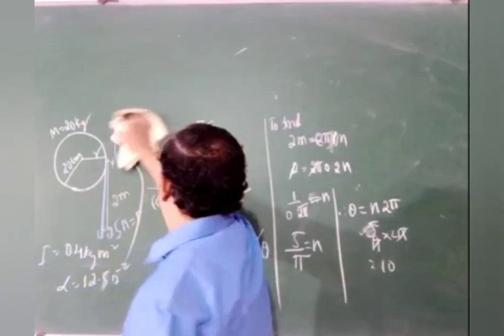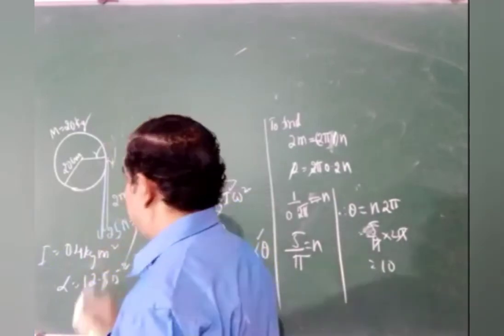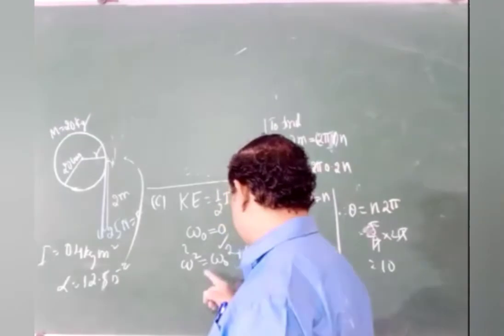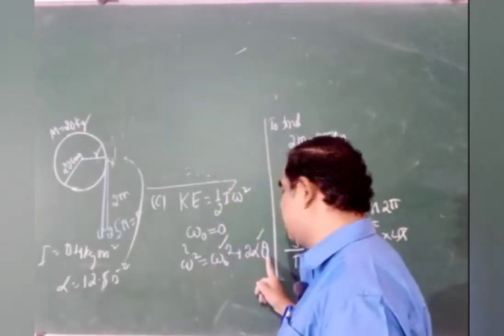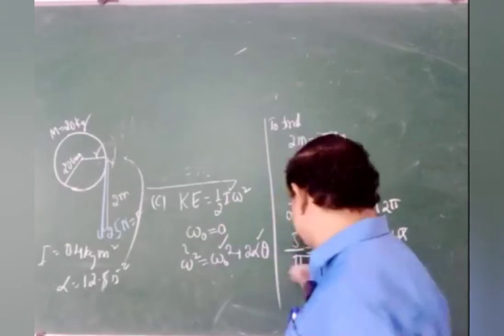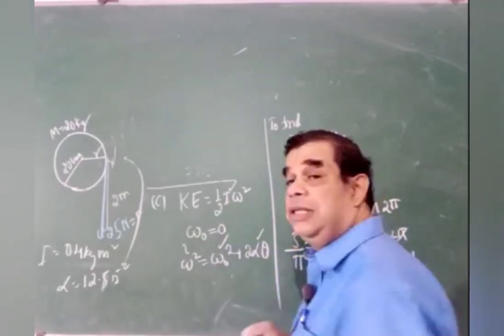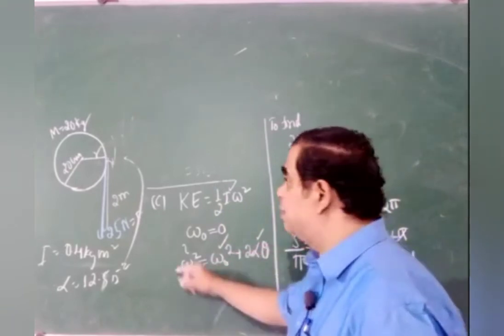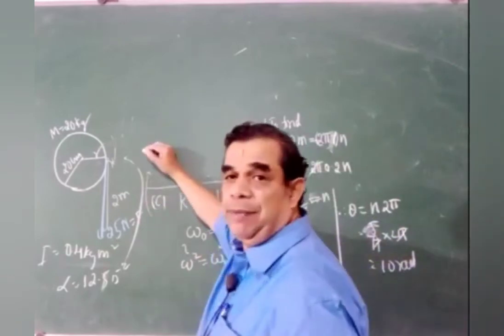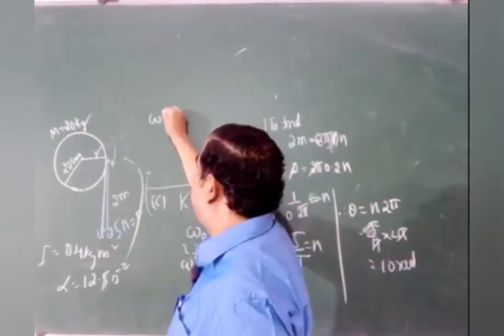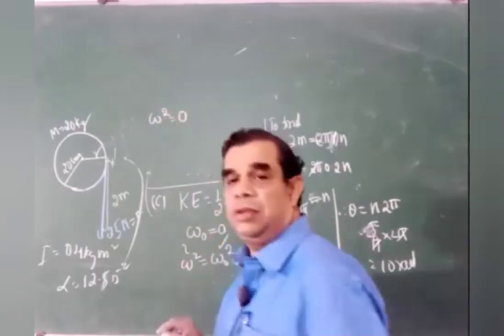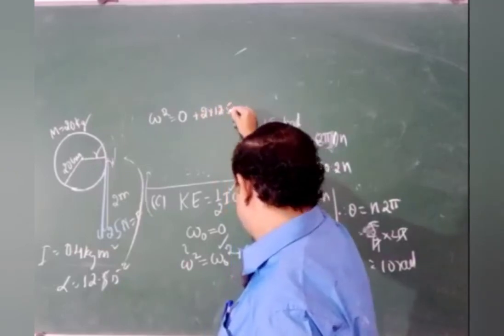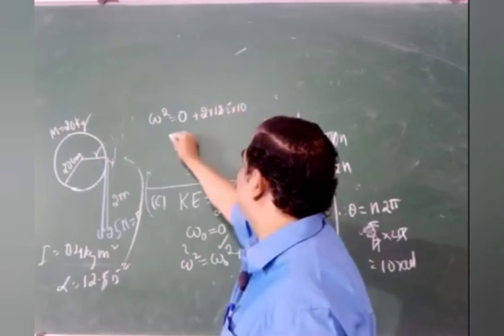Part C. Part B, I want to keep it as it is. Observe, we now know omega square equals omega naught square plus 2 alpha theta. Remember to keep theta in radians. Theta 10 is also in radians. Therefore, now we know theta, you straight away substitute, you will get that. So its final part I am writing here. Omega square equals 0 plus 2 alpha 12.5 theta 10, that is 250.